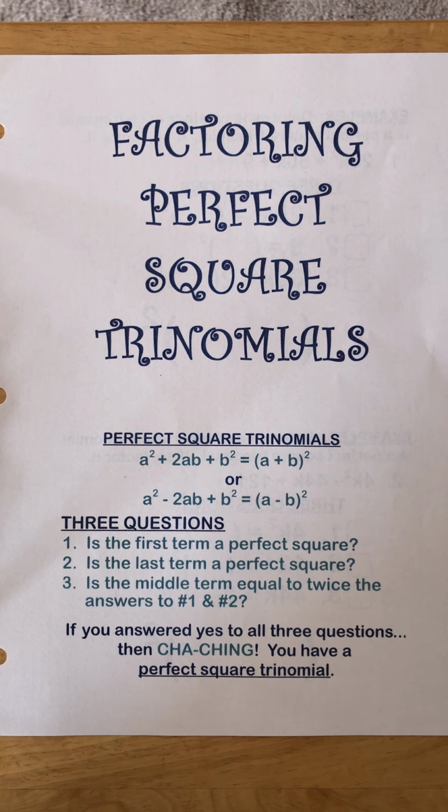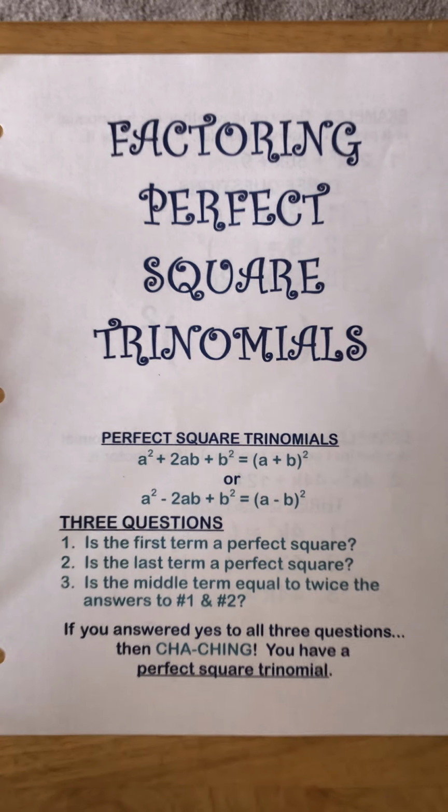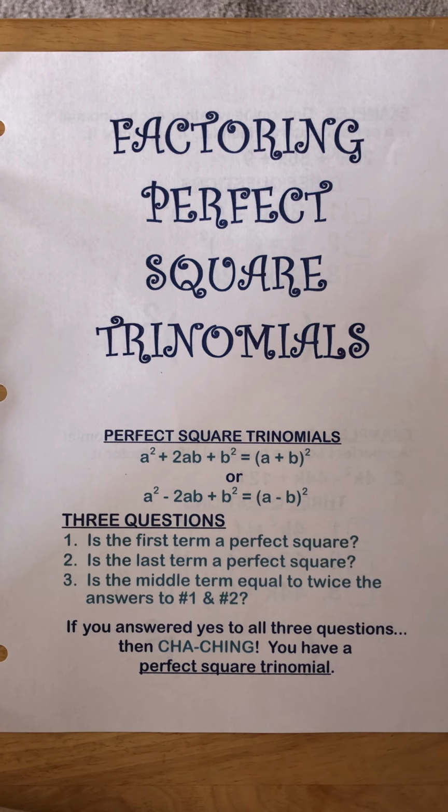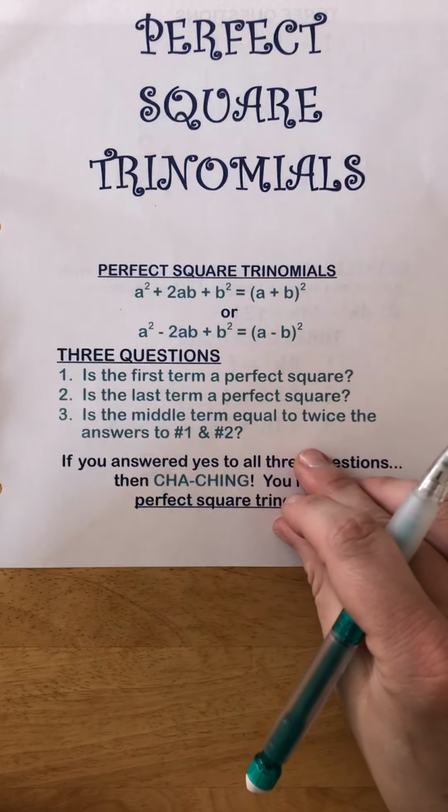There are 3 questions that we have to answer with a yes in order to use the perfect square trinomial pattern. If we don't get yeses for all 3 questions, then we don't get to use the perfect square trinomial pattern. In that case, you jump into trying either the guess and check method or sum and product chart. Sometimes this pattern doesn't work, and if it doesn't work, you try something else. So let's go over what the 3 questions are.